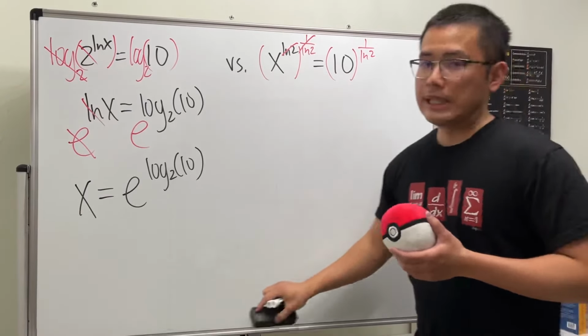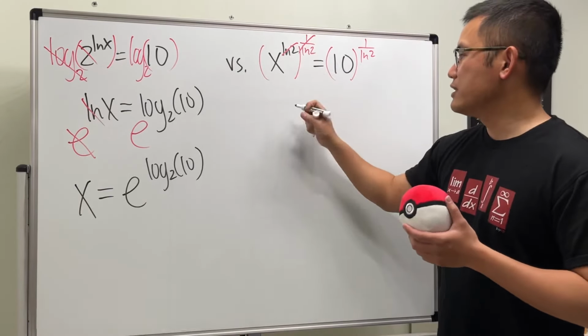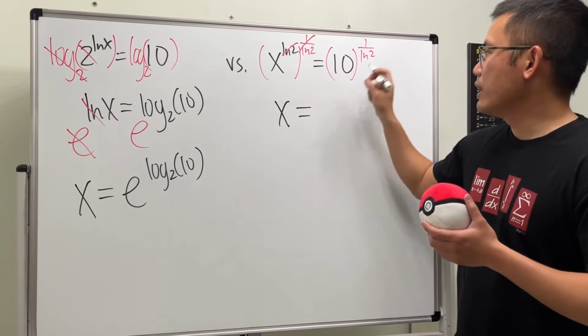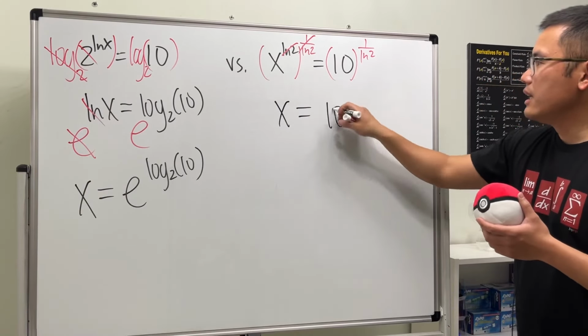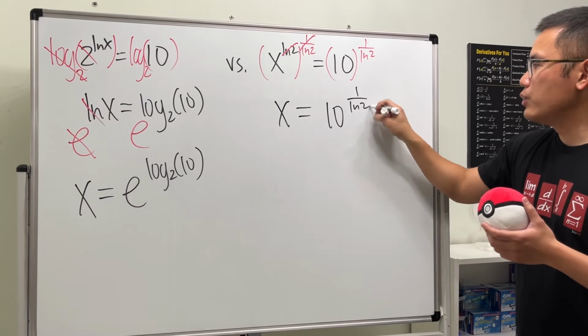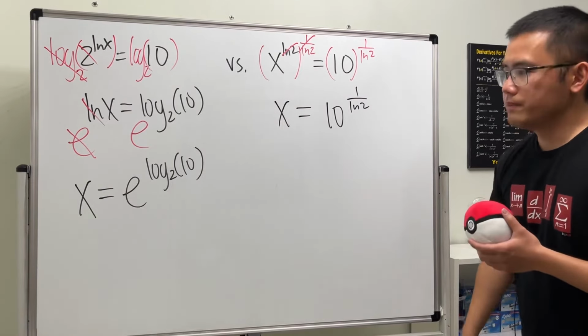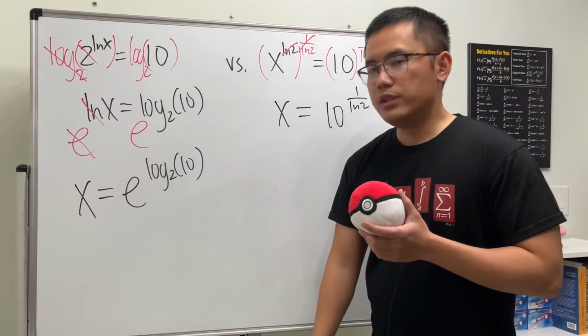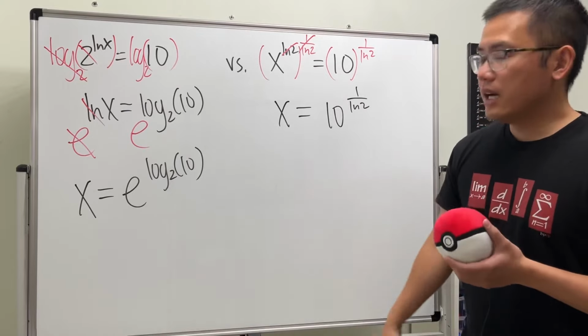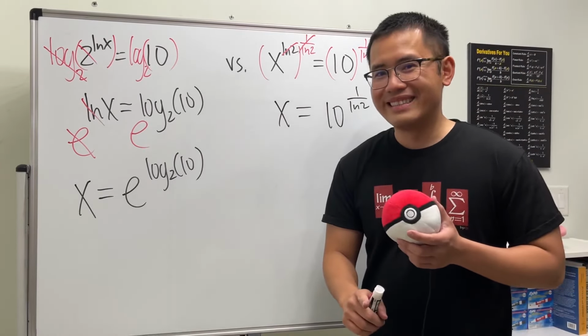Okay, so it seems that we are done, huh? Because on the left hand side we just have the x, and on the right hand side we have 10 to the 1 over ln 2 power. Cool. Are we really done? Yeah, huh? But let me tell you the secret.